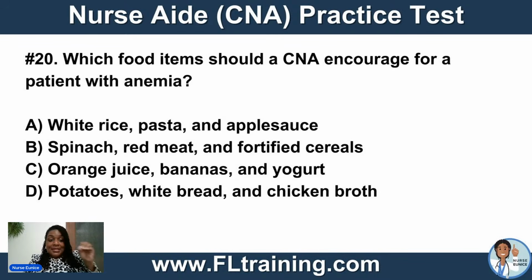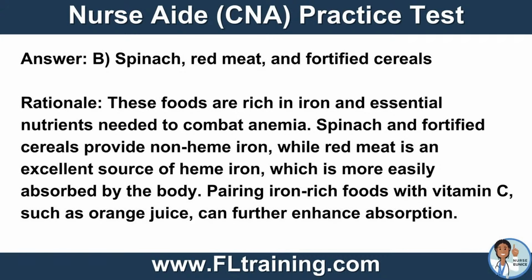And Jeanette says B. So everybody revealing the answer in 3, 2, and yes, it is B. So these foods are rich in iron and essential nutrients to combat anemia. Spinach and fortified cereals provide non-heme iron, while red meat is an excellent source of heme iron, meaning blood, which is more easily absorbed by the body. Pairing iron-rich foods with vitamin C, such as orange juice, can further enhance absorption. Yes, Carolyn, bananas get the potassium up.